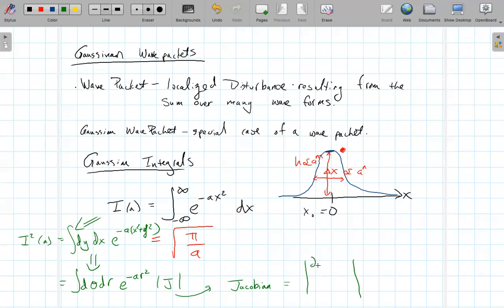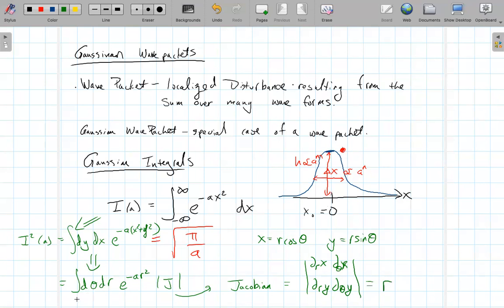The first row is going to be the partial derivative of x with respect to r, and the partial derivative of x with respect to theta. So that's the first row. And then the second row is going to be the partial of y with respect to r, and the partial of y with respect to theta, using that x is equal to r cosine of theta and y is equal to r sine of theta. If you do that, the determinant, the Jacobian here, you find is just equal to r.